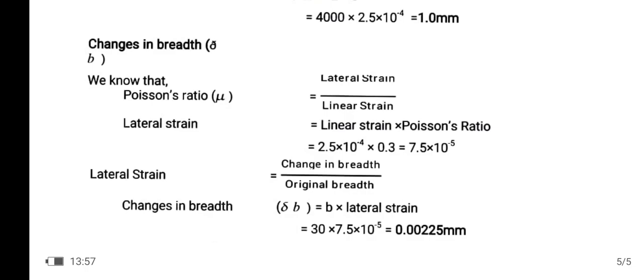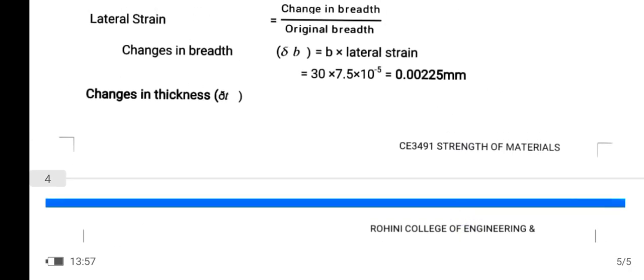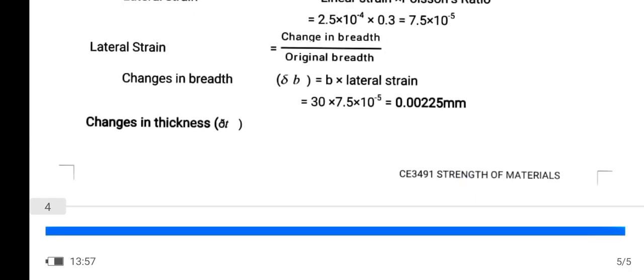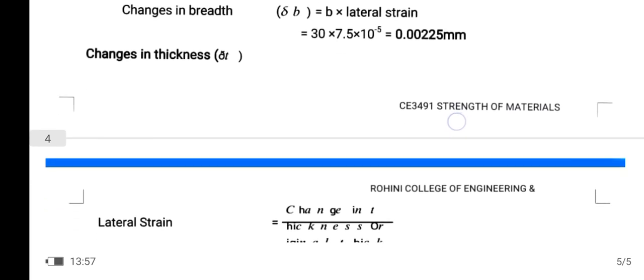The next, lateral strain is change in breadth divided by original breadth. So find the change in breadth. Therefore change in breadth del B is equal to B into the lateral strain. So answer is 30 into 7.5 into 10 power minus 5. So answer 0.00225 mm.